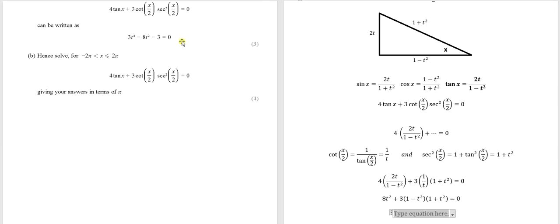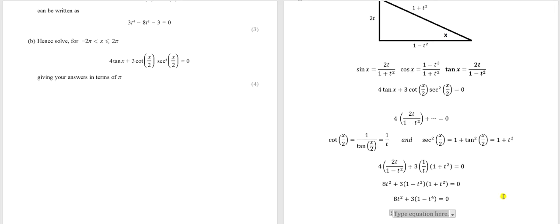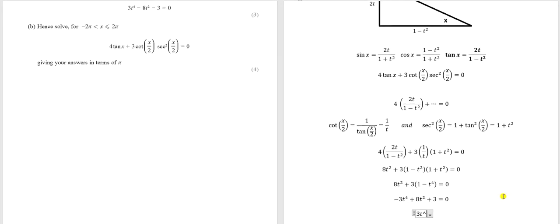Now, to get it in the form they're describing, which is an expanded quartic with t to the 4, t squared, and constant terms, I'm going to need to expand these brackets. But fortunately, we've got a difference of two squares. So 8t squared plus 3 lots of 1 minus t to the 4. And when we simplify that a little bit, we can get minus 3t to the 4 plus 8t squared plus 3. And there's only one final change required. We can change the sign of every term on the left. Because we've got a 0 on the right, that doesn't change the right-hand side. And we've demonstrated that we've got the equation they asked us for in part A.